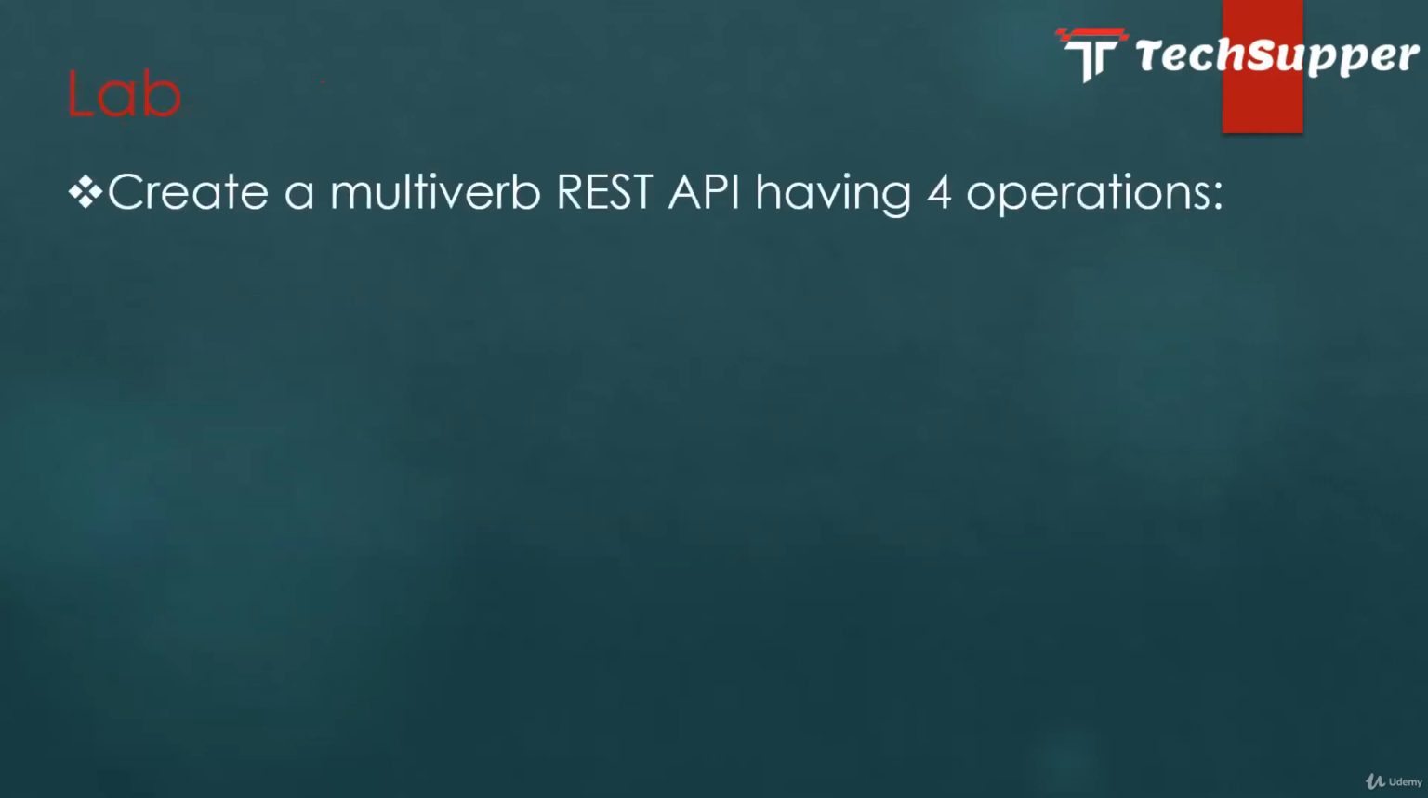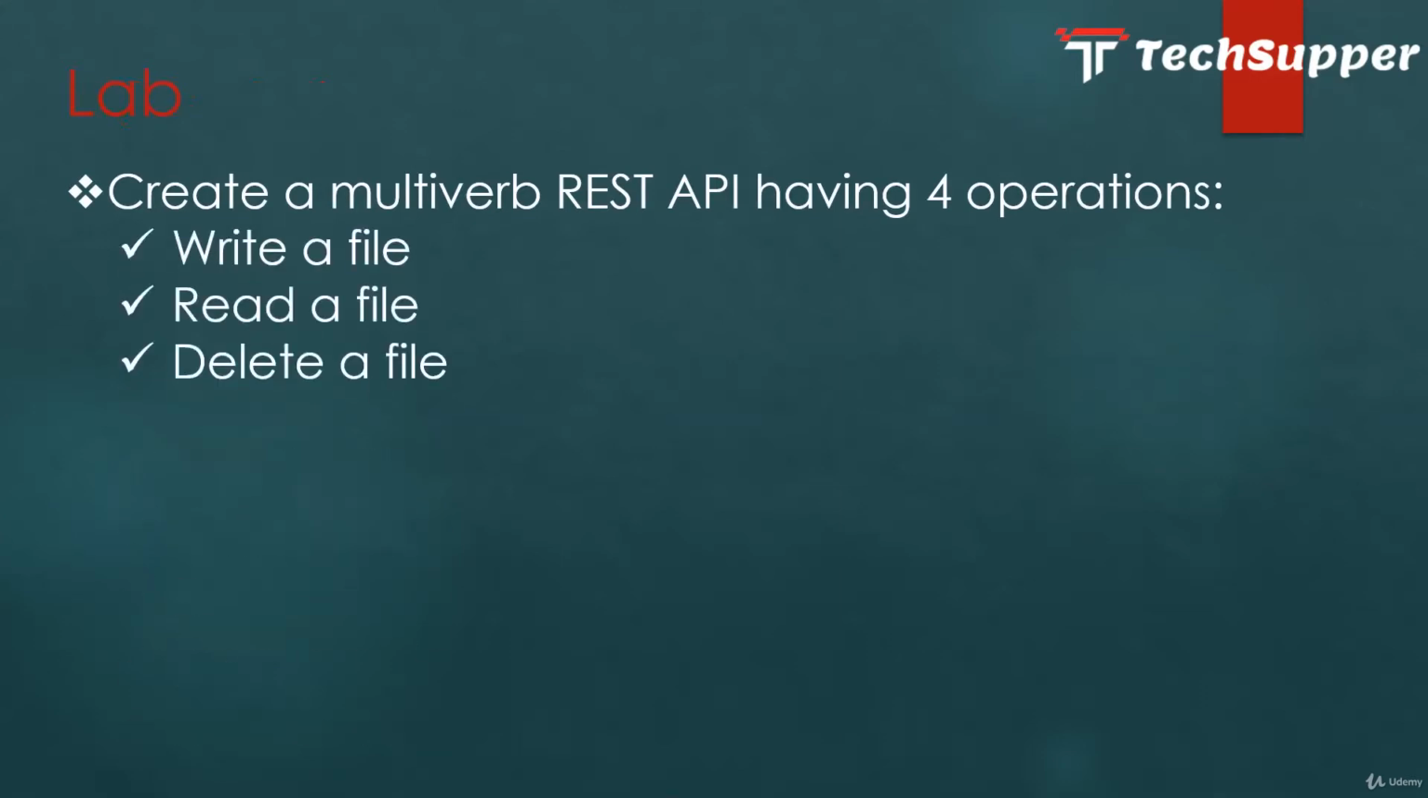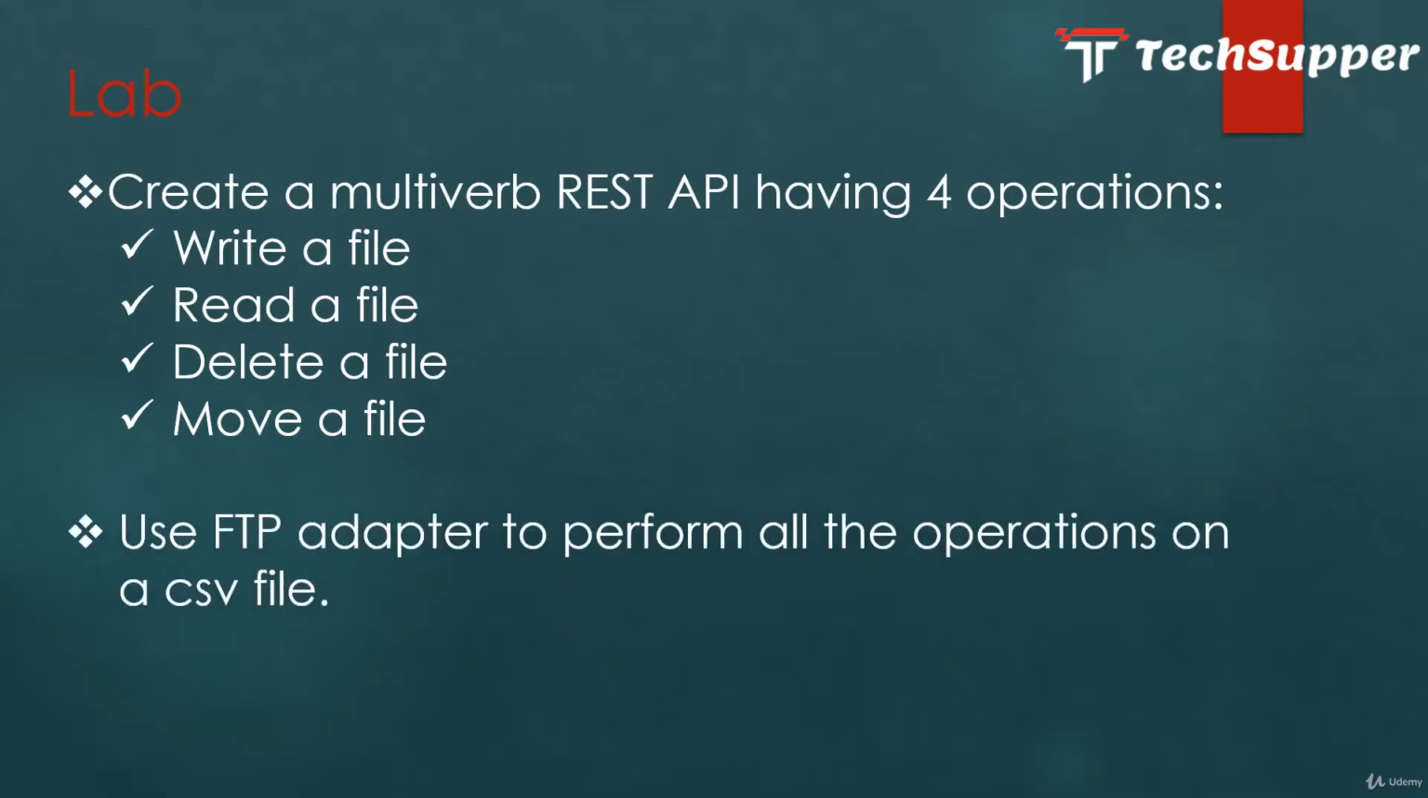Here we are going to cover a lab wherein we will create a multi-verb REST API having 4 operations. One is to write a file, second is to read a file, third is to delete a file, and the fourth is how we can move a file from one folder to another folder. So we will create a REST API with multi-verb operations, and then use the FTP adapter to perform all the operations on a CSV file. So let's get started and see how to achieve this particular use case.